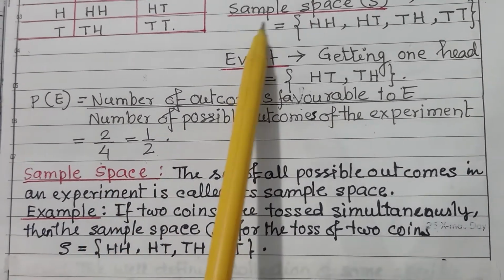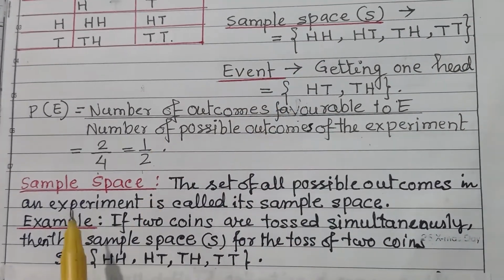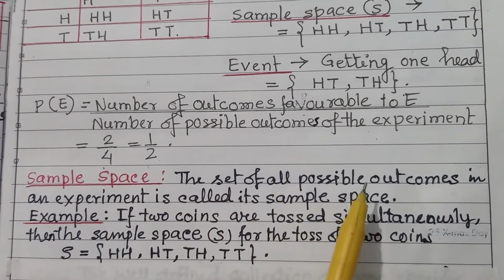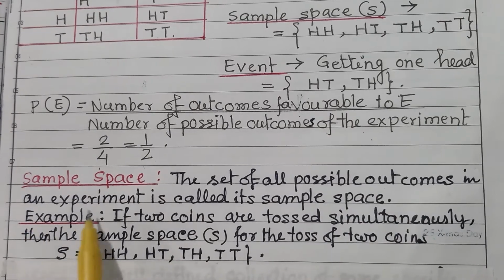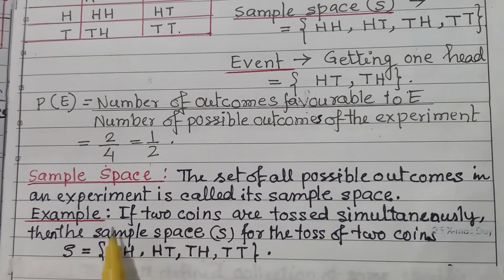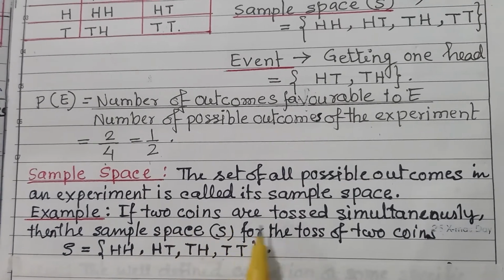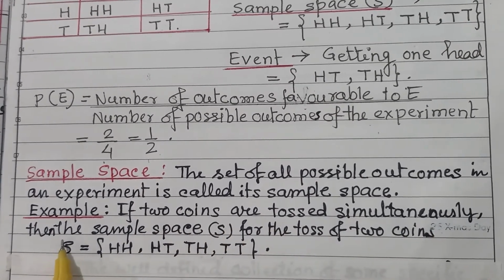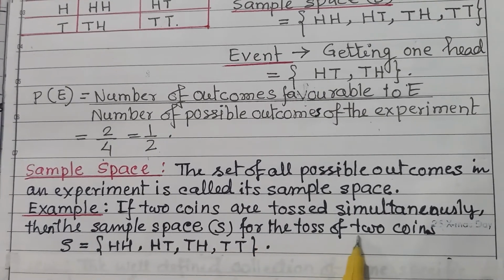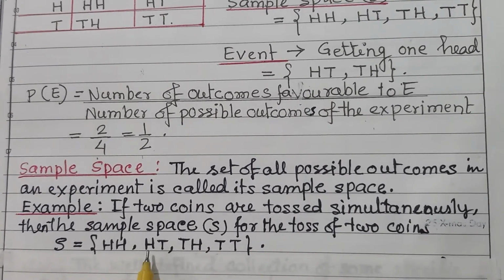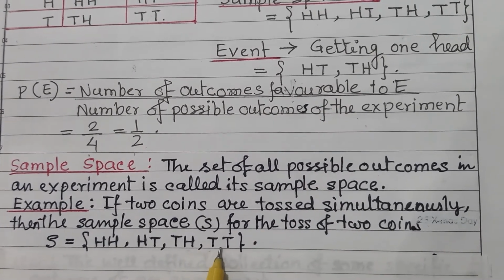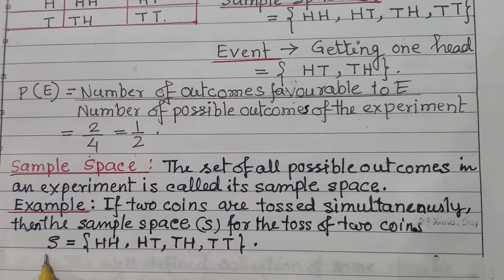Now the sample space. I have shown you the sample space. What is the sample space? The set of all possible outcomes in an experiment is called the sample space. For example, if two coins are tossed simultaneously, then the sample space for the toss of the two coins is S equal to HH, HT, TH and TT. These are called the sample space.